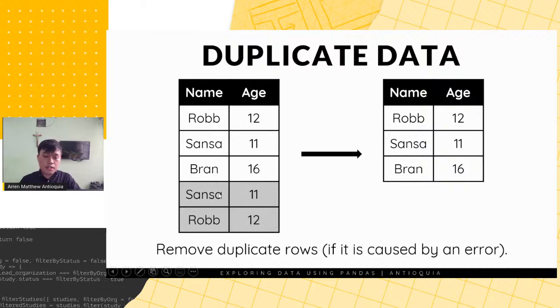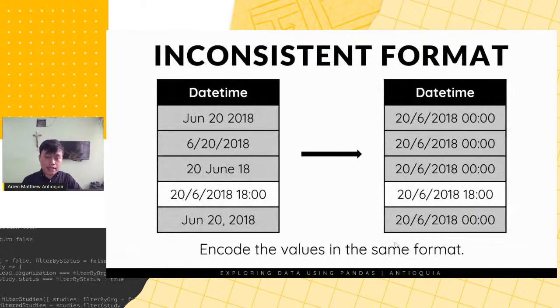You remove those values na umulit, may mga duplicate rows ka, tanggalin mo. But then again, case-to-case basis because there are some scenarios that really has duplicate data, right? You have to analyze your problem. And next, we have this inconsistent format.